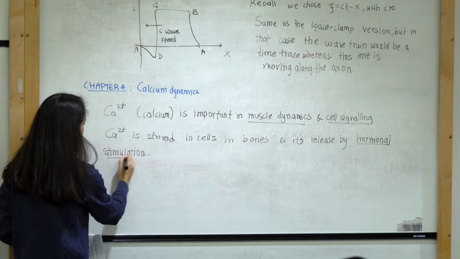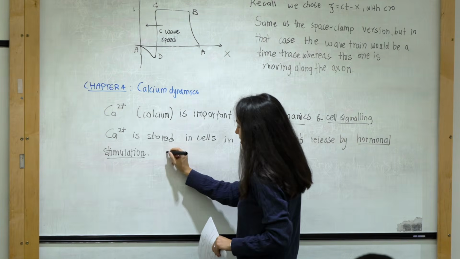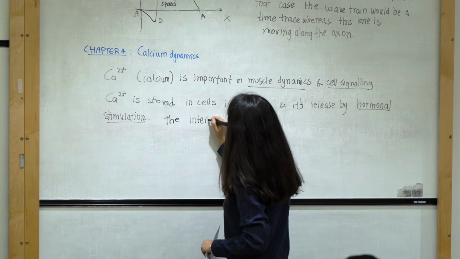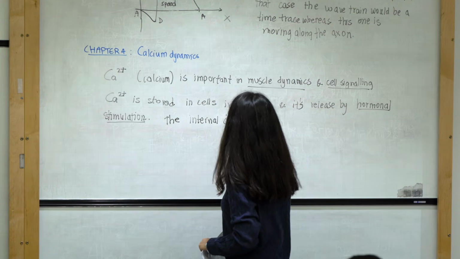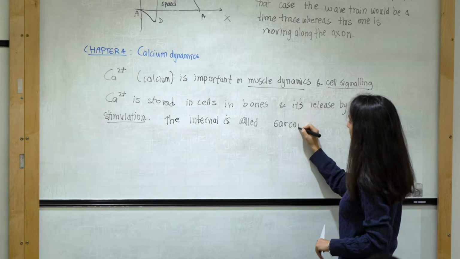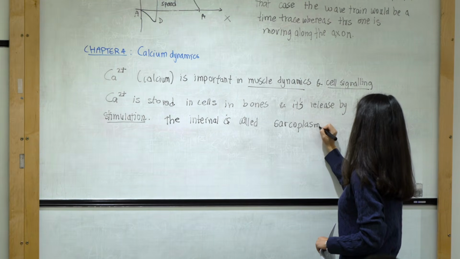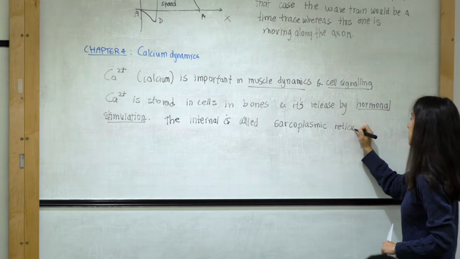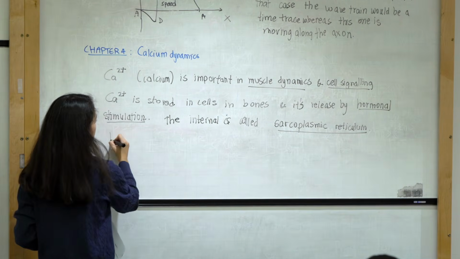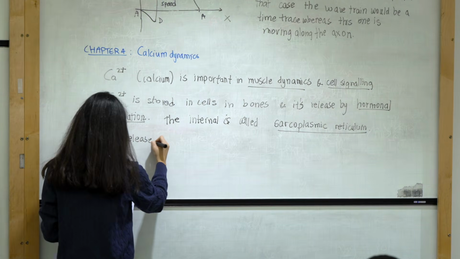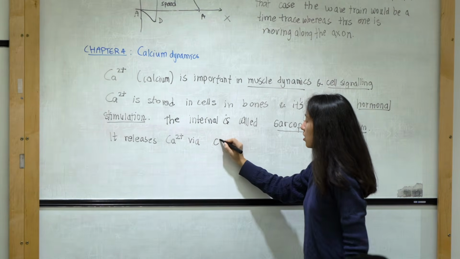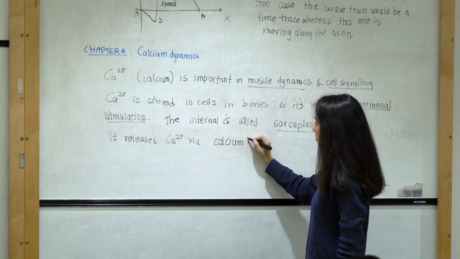And there is something called, I hope I said it correctly, it sounds like a Latin name. The internal store is called sarcoplasmic reticulum. And this releases calcium via a process called calcium-induced calcium release.